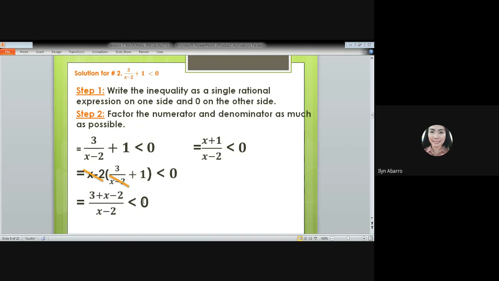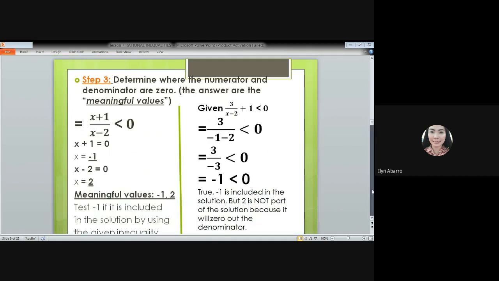Okay, let us now simplify. So 3 plus x minus 2. So 3x, copy x, and then 3 minus 2 is 1. So x plus 1 over x minus 2 is less than 0. Okay? So our inequality now is in a single rational expression on one side, and the other side is 0 already. So we can now proceed with step 3.